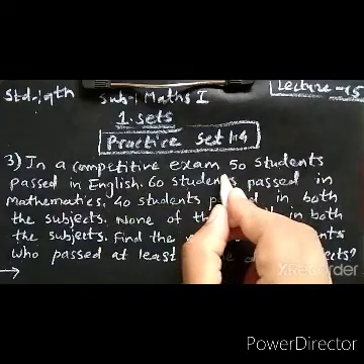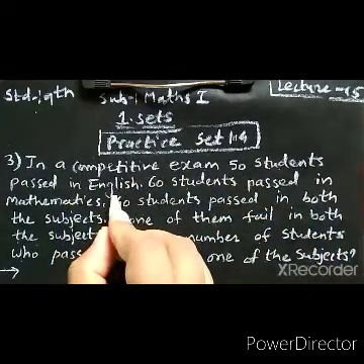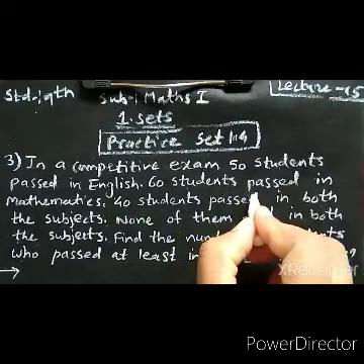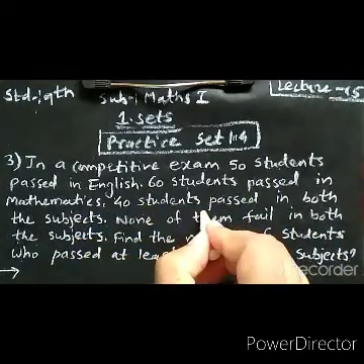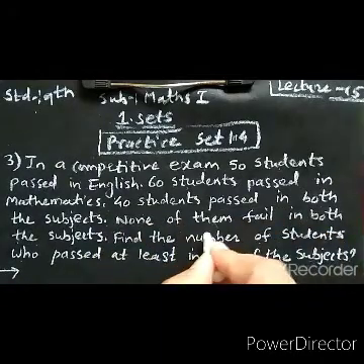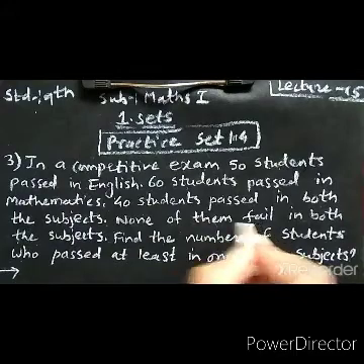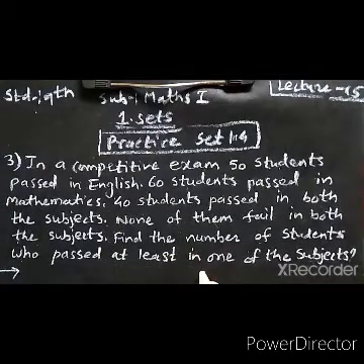In a competitive exam, 50 students passed in English. 60 students passed in mathematics. 40 students passed in both the subjects. None of them failed in both the subjects. Find the number of students who passed at least in one of the subjects.